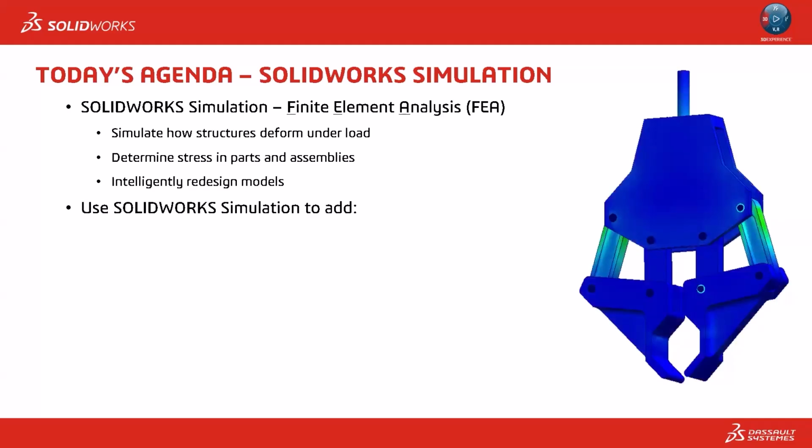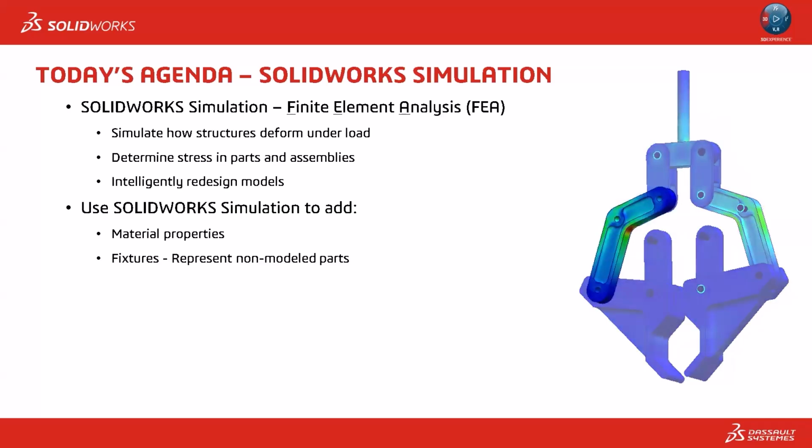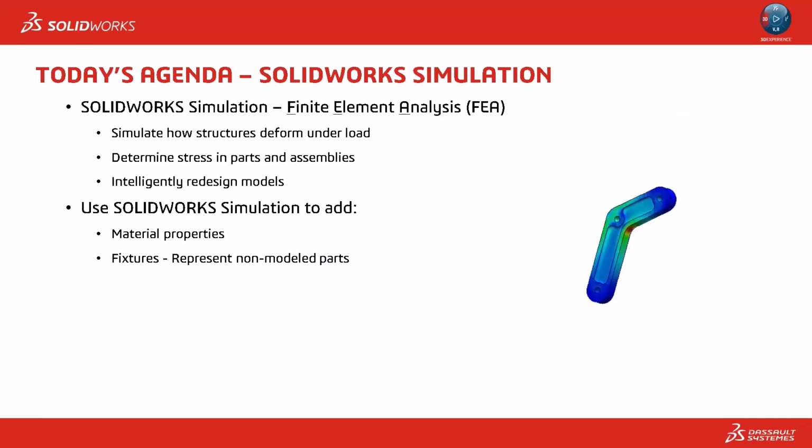In today's talk, what we're going to do is we're going to use SolidWorks Simulation to add material properties, define fixtures, which are part to ground interactions. This is connections between the parts that we have modeled and the parts that we don't have modeled. We're going to define loads. We're going to use a force load in this case, but there are various loading types available, from temperature loads all the way to torque loads and pressures, that sort of thing.